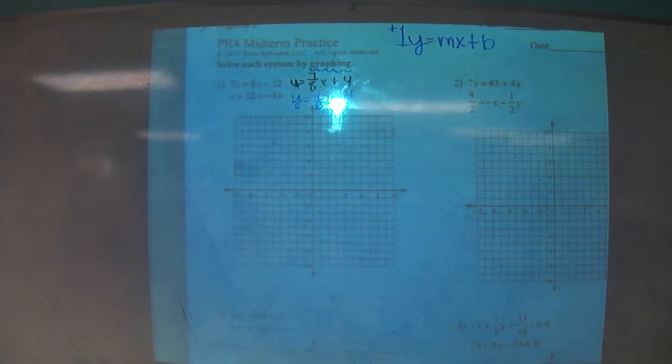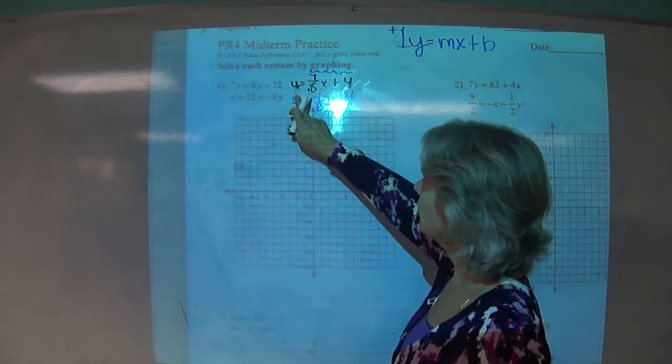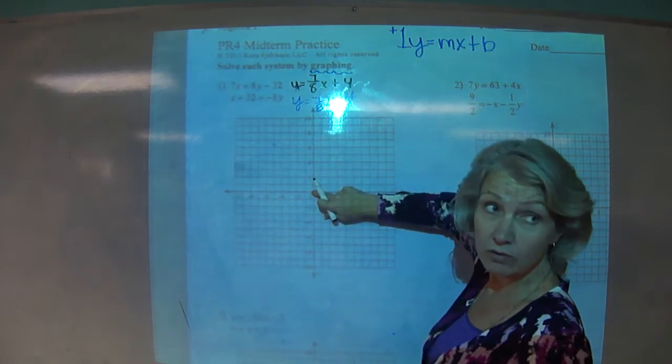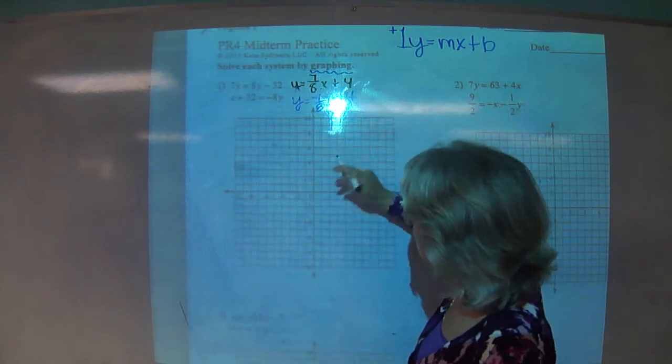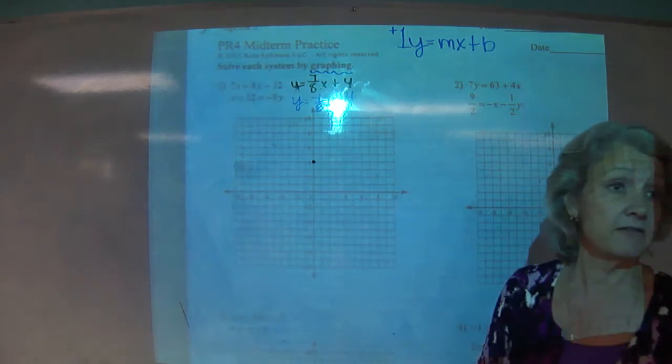All right, so now we're going to graph it. The first one, y equals 7/8 x plus 4. Starting at the origin, where does it cross the y-axis? Positive 4. And our slope is 7/8.